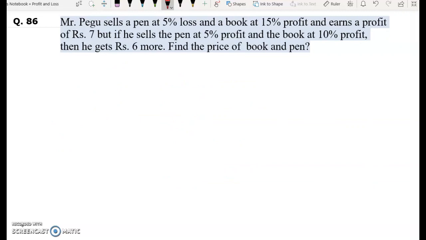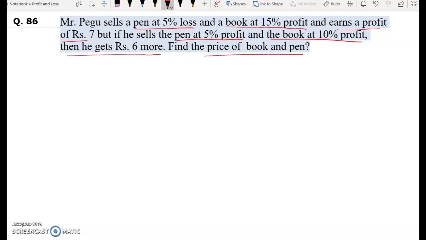Question number 86. Mr. Pegu sells a pen at 5% loss and a book at 15% profit and earns a profit of rupees 7. But if he sells the pen at 5% profit and the book at 10% profit, then he gets rupees 6 more. Find the price of book and pen.